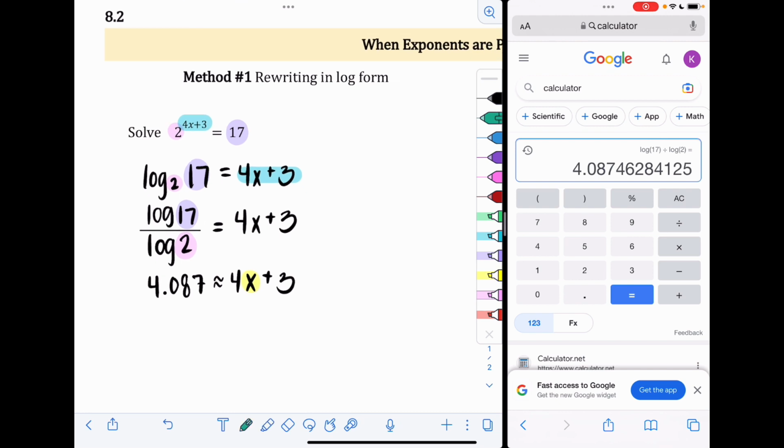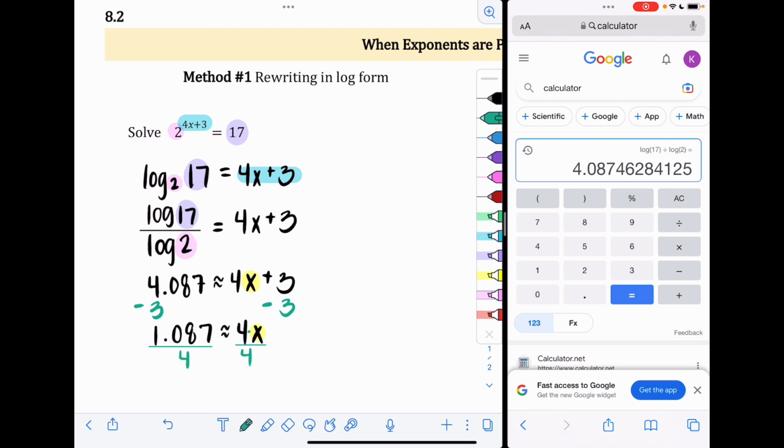There's two things being done to it. There's the 4 that's being multiplied and the 3 that's being added. Usually we undo addition or subtraction first. So I'm going to cancel out that adding 3 by subtracting 3 from both sides. So 4.087 minus 3 is 1.087, and then equals 4x. And then now I just got to cancel out that 4. That 4 is being multiplied, so I'm going to divide both sides by 4.